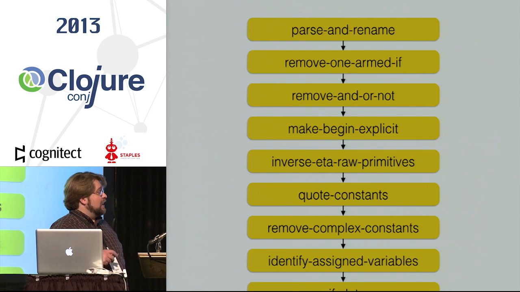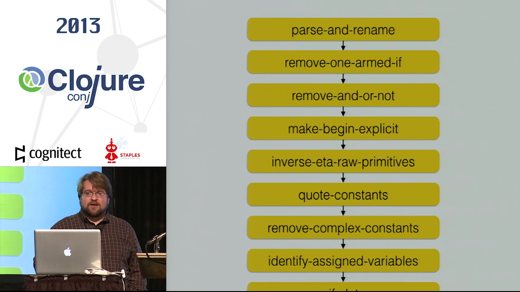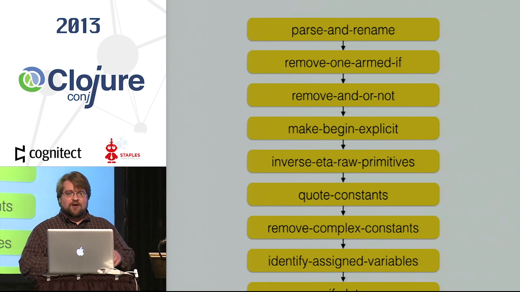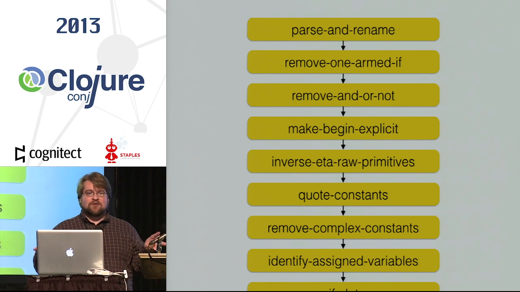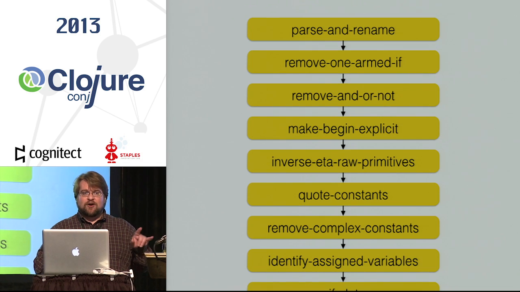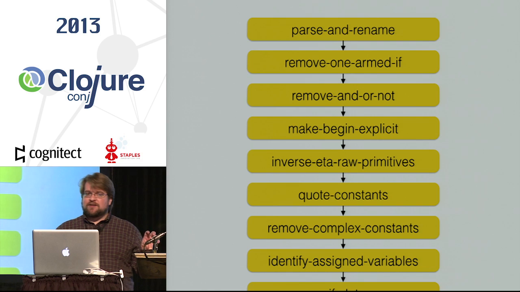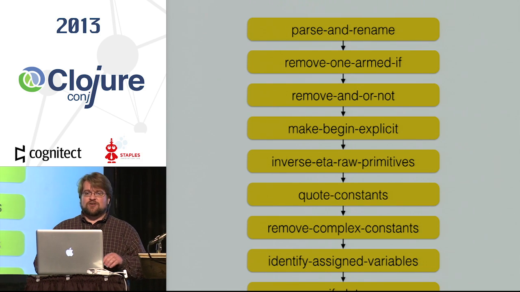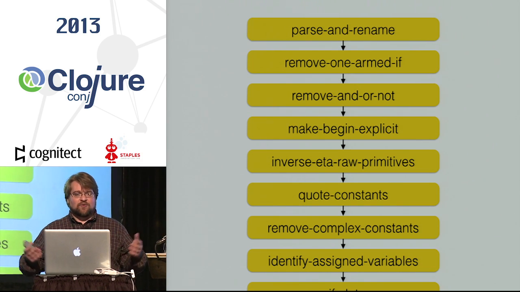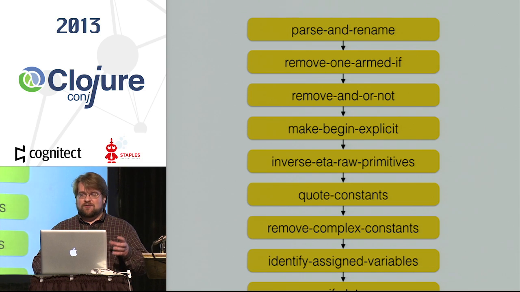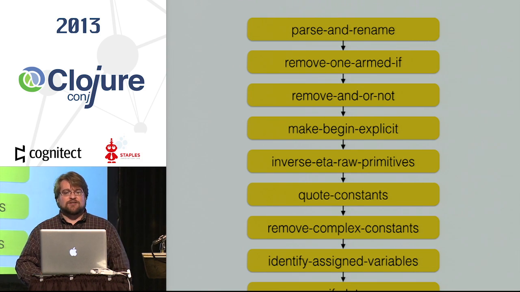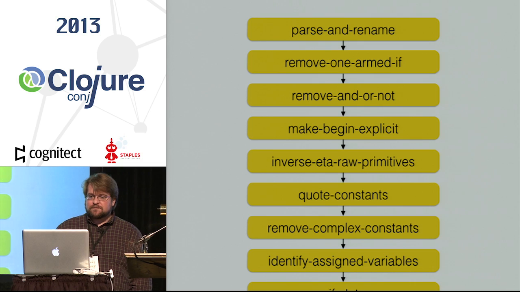We're going to inverse eta raw primitives, which is a really fancy way of saying that when we see a primitive standing by itself, we're going to wrap a lambda around it with the proper number of arguments, and we're going to call it. And this is mostly just so that we can move all of our primitives into call position so that we can do what's called open coding them. In other words, we're going to generate the C code to do those directly rather than having some function that we're going to call for the primitives.